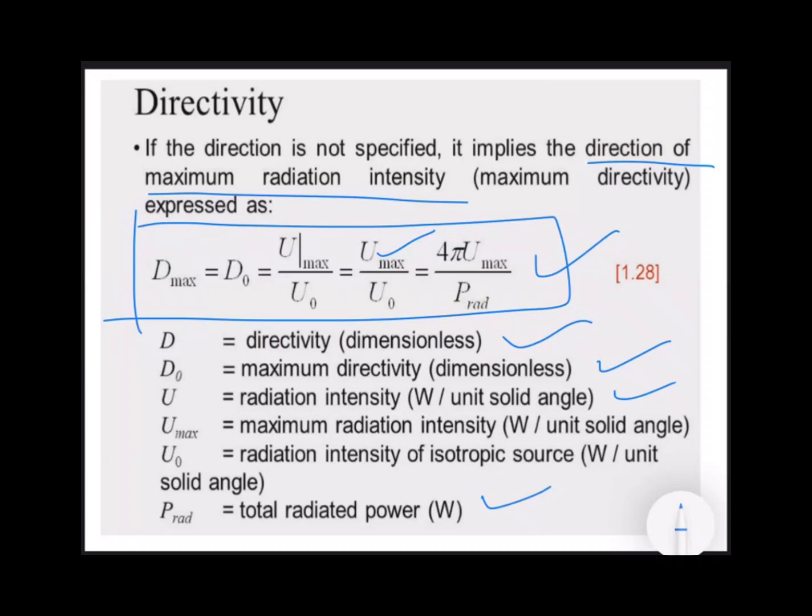There would be simple problems asked on directivity, so this formula has to be remembered. That is, D max is equal to U max by U naught, or D max is equal to 4 pi U max divided by P rad, that is the power radiated. P rad stands for the total power radiated.